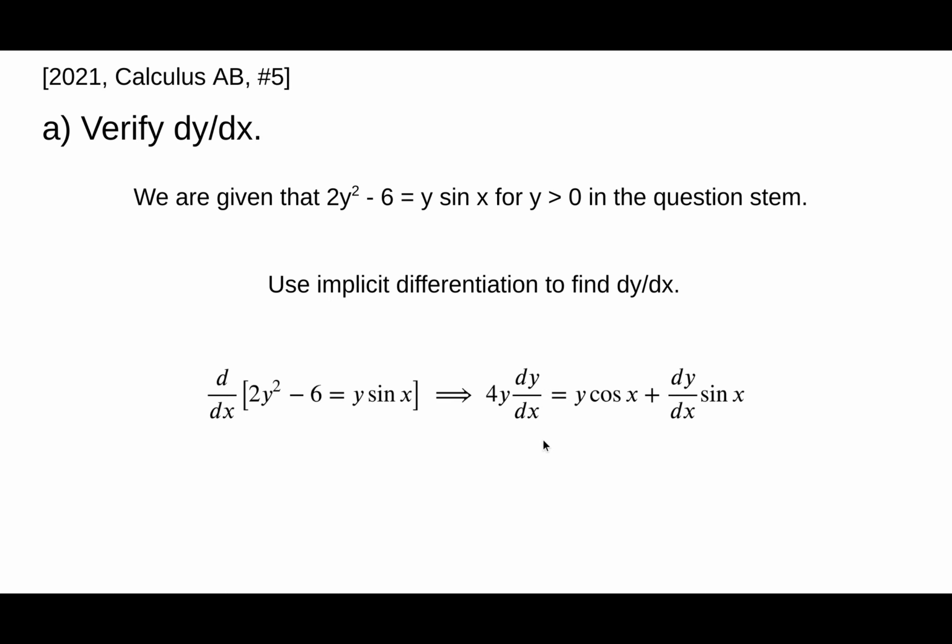So if I have 4y times dy dx equals y cosine x plus dy dx sine x, after this, the goal is to isolate the dy dx, collect those terms together. Then I would get dy dx equals y cosine x over 4y minus sine of x, and that is the expression we are asked to show that dy dx is equal to. So we have successfully achieved part A.